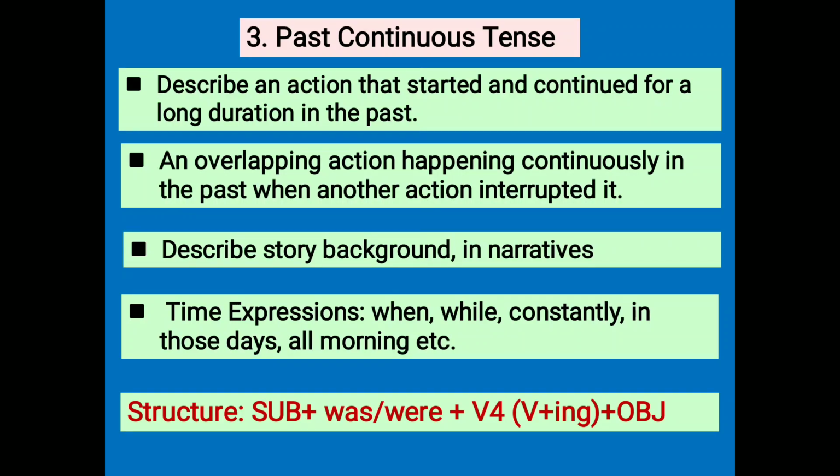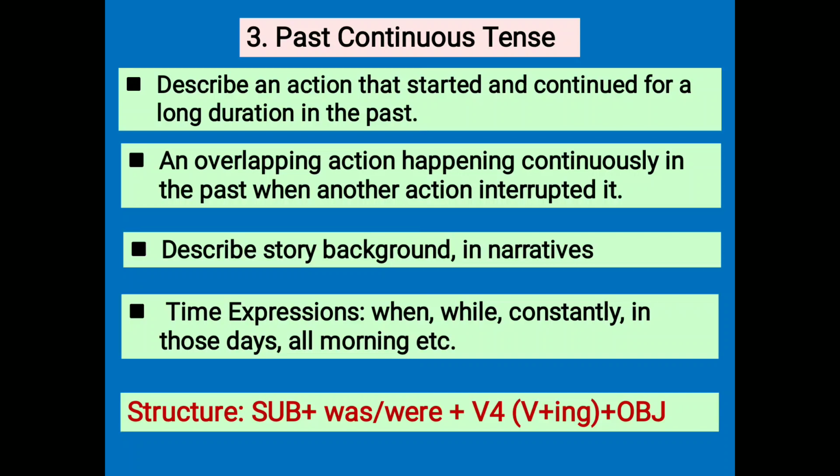What is the sentence structure? While we use the past continuous tense form of the verb, the structure is something like this: subject plus was or were plus the fourth form of the verb, that means verb plus ing. It is also called the present participle, or it is called the gerund. Yes, plus the object. So this is the sentence structure.